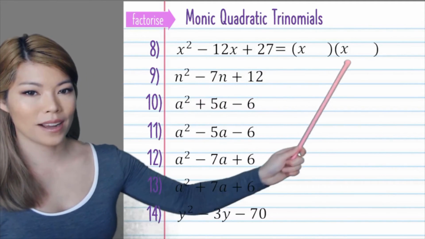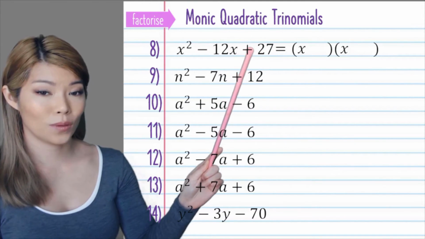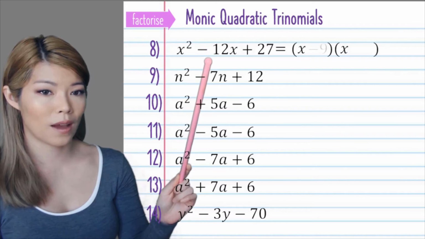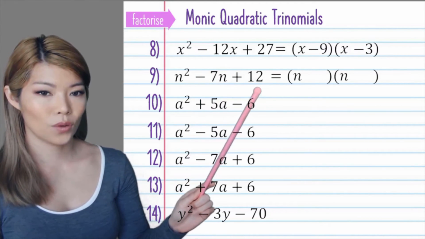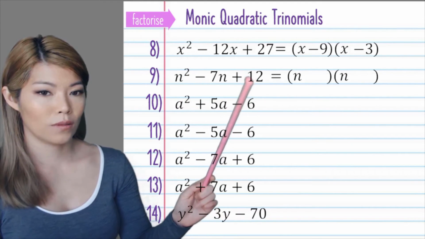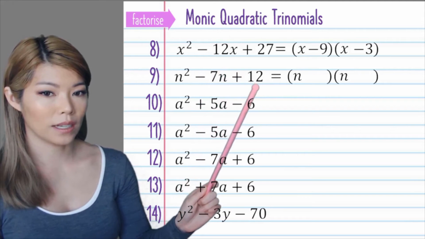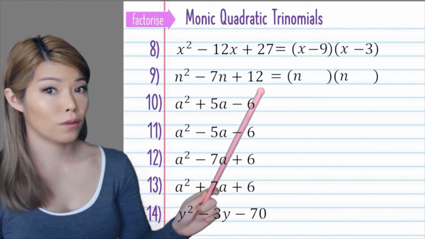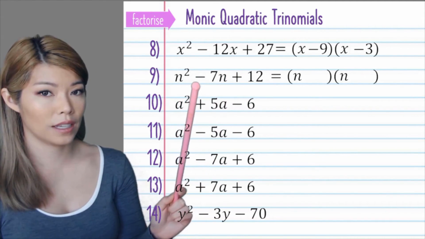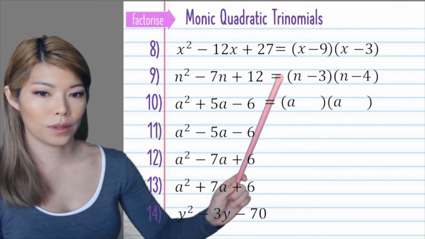So write the brackets out, and 27, 3 times 9 is 27, and if they're both negative, that works. And then 12, and this time it's plus. Be very careful with the operations. Well, 12 is 6 times 2, which doesn't work, or 1 times 12, which doesn't work, and 4 times 3 works, so negative 4 and negative 3. And it doesn't matter which order you put them in.